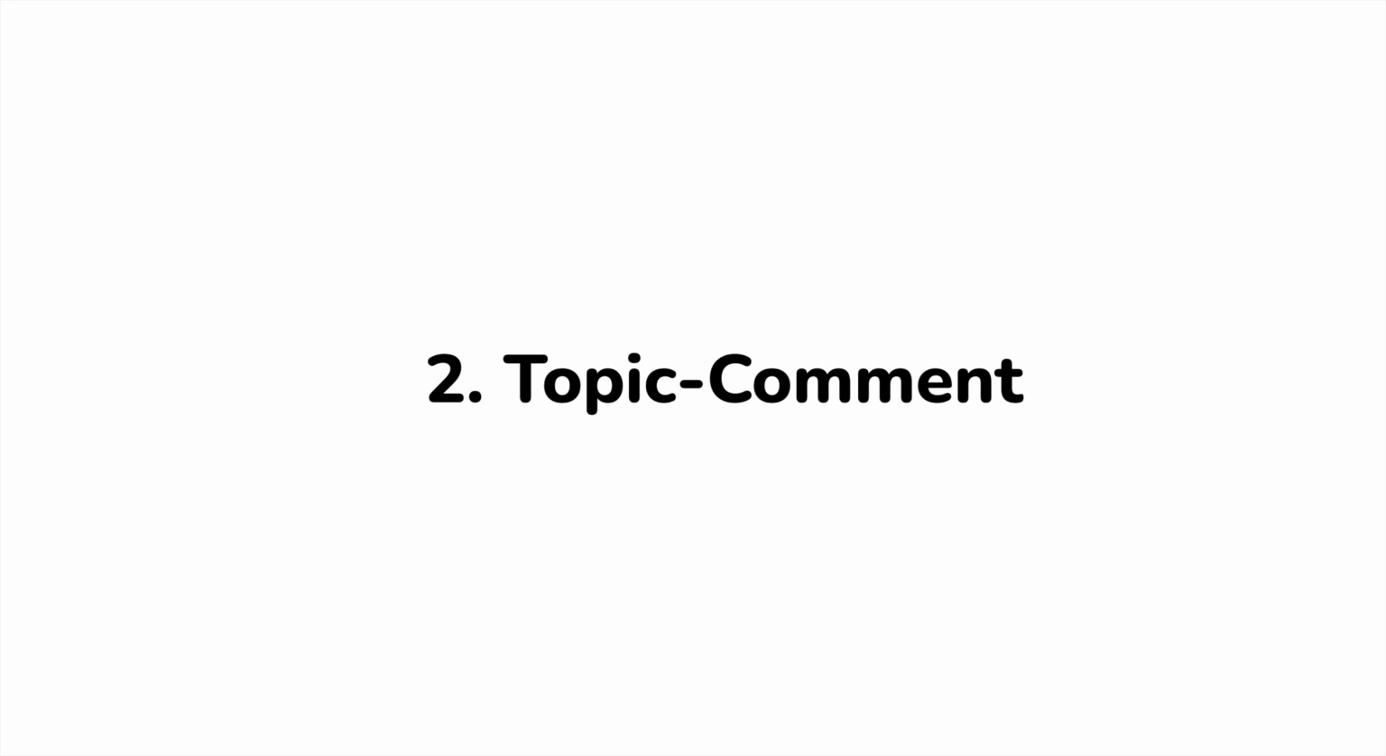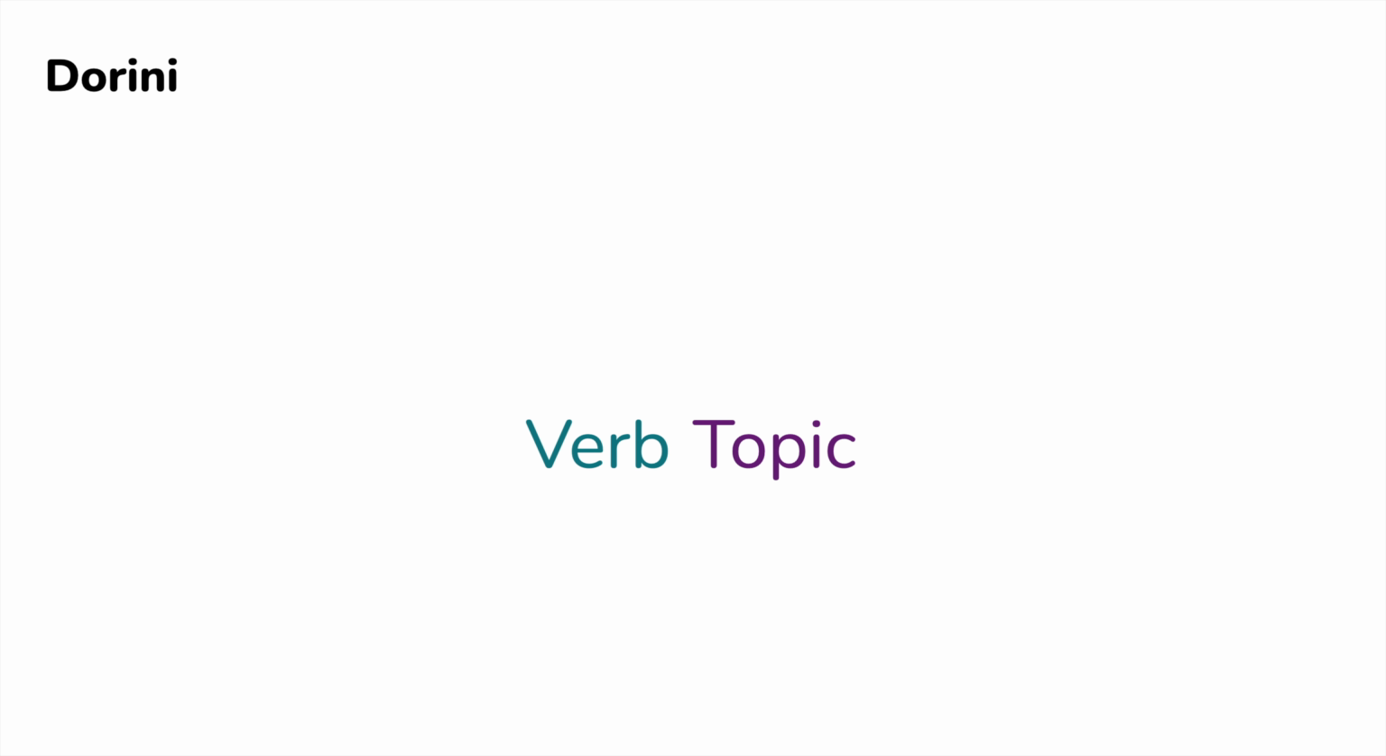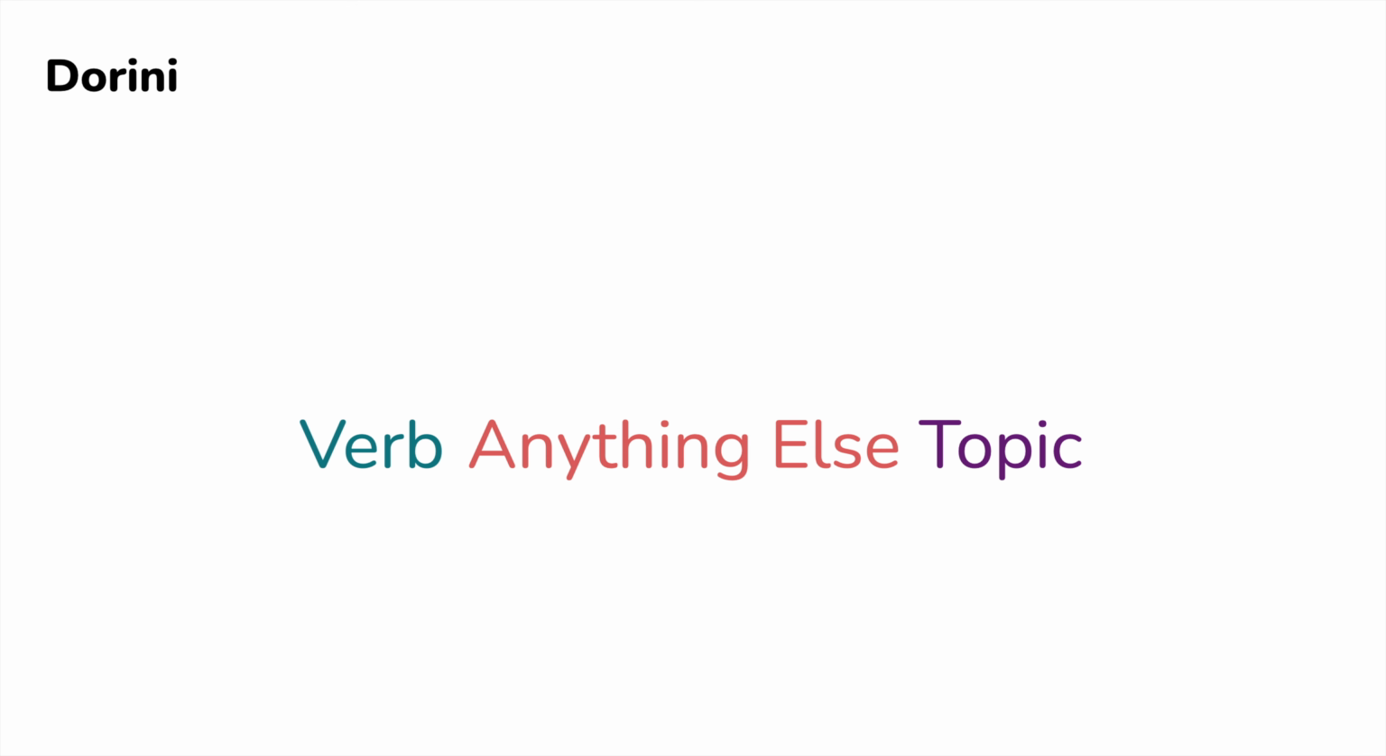However, Dorini is not a subject-object language, but a topic-comment language, which means that the word order is based around the topic rather than the subject. The topic is basically whichever noun you're talking about, and the comment is what you're saying about it. The basic word order for Dorini is verb-topic. The topic always comes last, the verb always comes first, and almost anything else you want to put in the sentence comes in between them.